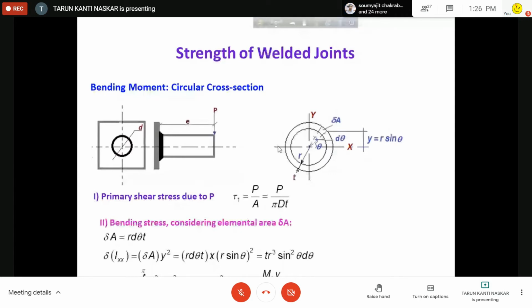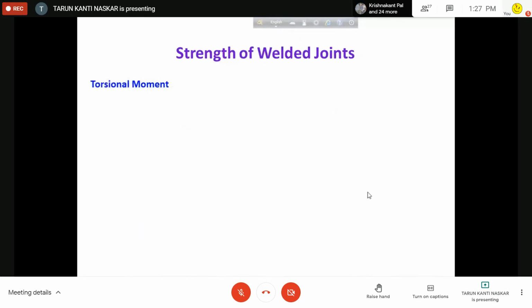So from this we can find out sigma b, that is My by I. This is a simple thing, and you can appreciate that this elemental area is considered to find out Ixx ultimately. So maximum shear stress will be this. This is the earlier simple equation. So we can find out maximum shear stress when the cross-sectional area is circular. Now torsional moment.